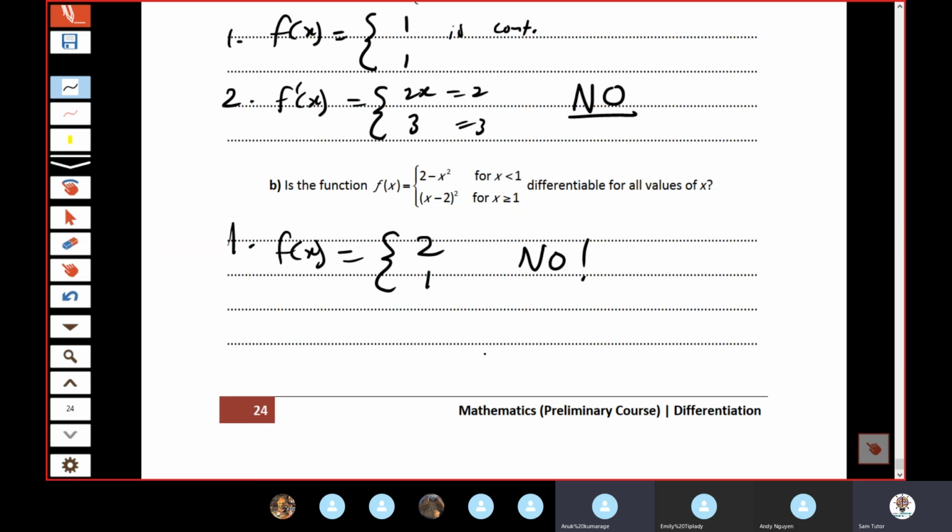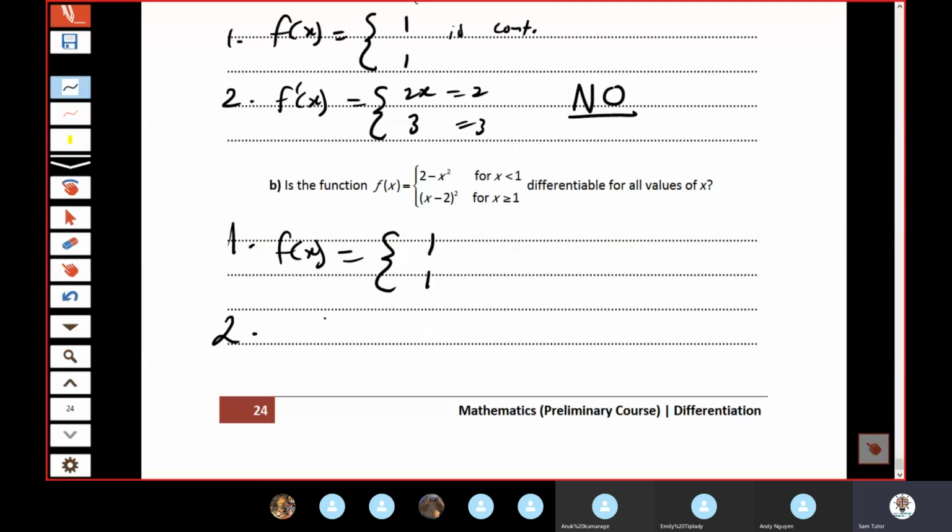Sam, isn't the first one 1 as well? Because 2 take away 1 is 1. Oh, crap. I don't know what I did there. How did I get 2? 2 take away 0. Oh, that was bad. 2 take away 1. Let's rub that out. 2 take away 1 is 1. Okay, 1 take away 2 is negative 1. Negative 1 squared is 1.